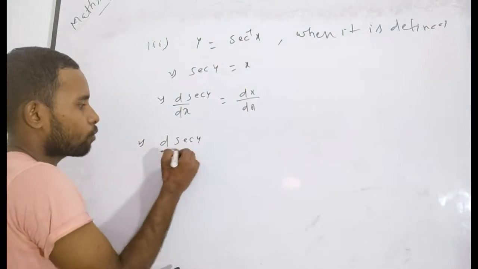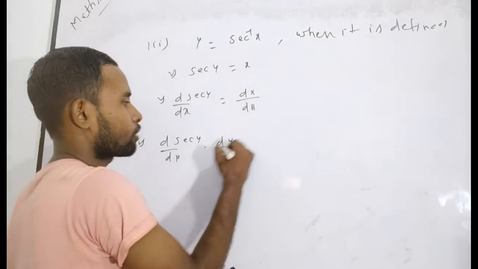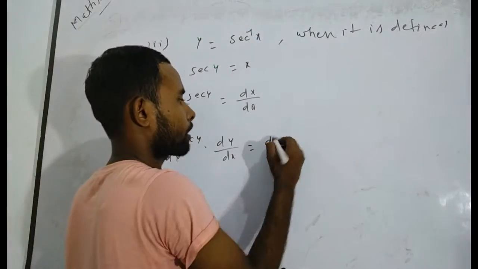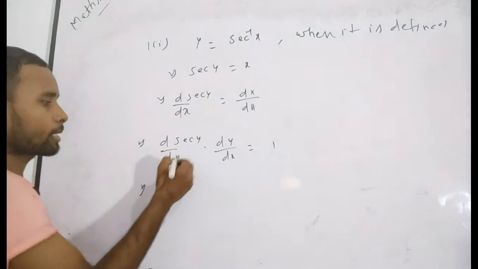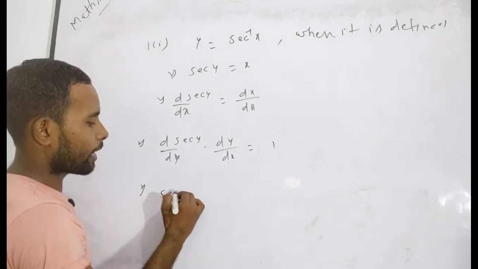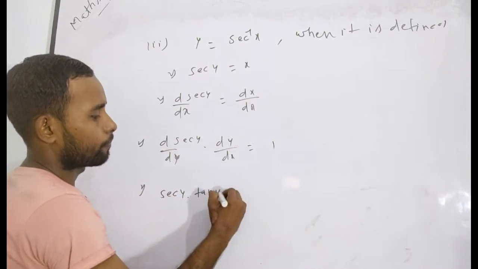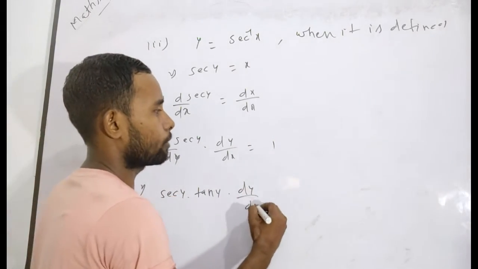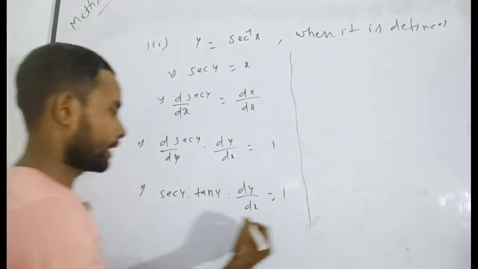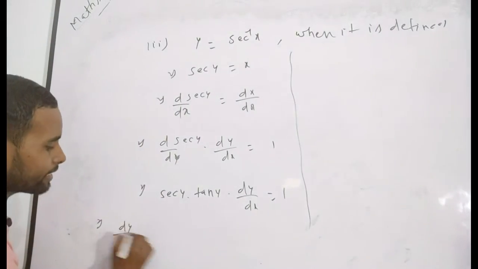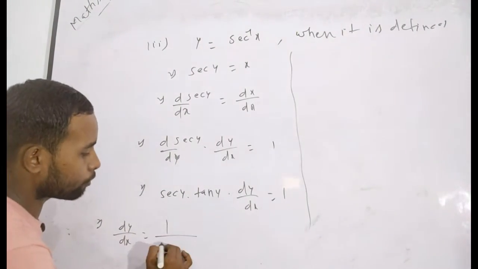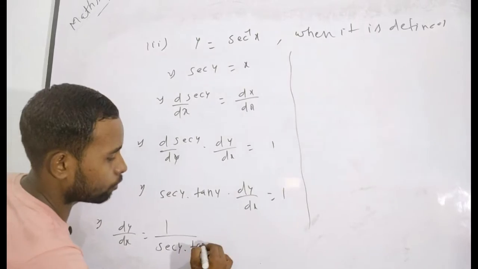Can you differentiate sec y with respect to y? Firstly, again you have to differentiate: the derivative of x with respect to x will be 1. Now the derivative of sec y with respect to y will be sec y tan y into dy/dx, which will be 1. Again write here dy/dx is equal to 1 upon sec y tan y.